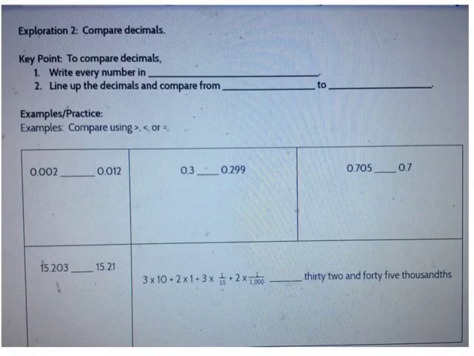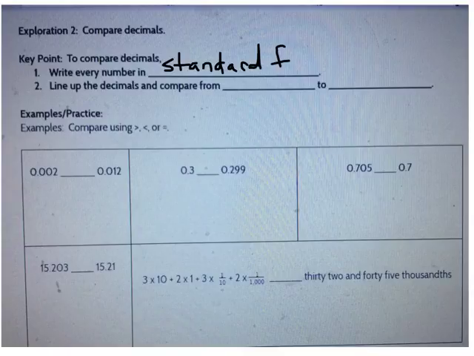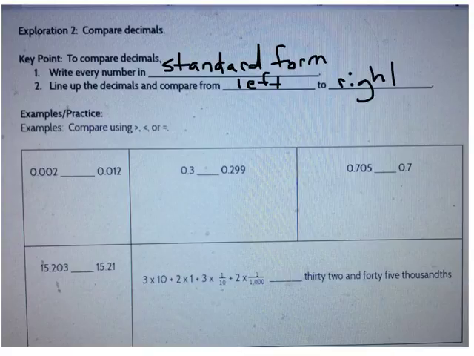We also talked about comparing decimals. To compare decimals, first write every number in standard form. Then line up the decimals and compare from left, the greater place values, to right. We'll do an example. 2 thousandths compared to 12 thousandths.